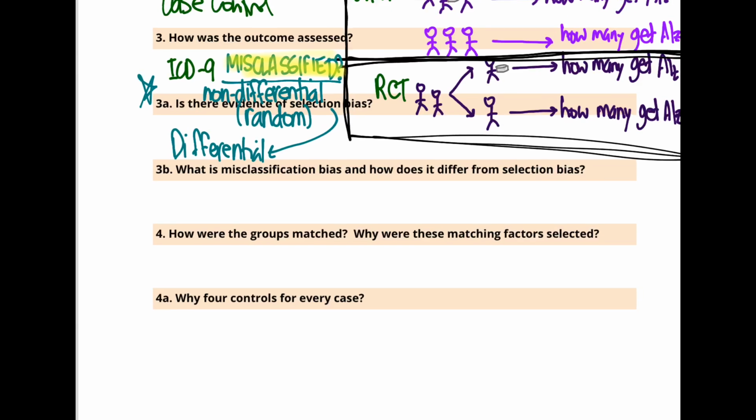And look at that. That's our next question, actually. What is misclassification bias, and how does it differ from selection bias? And we just talked about that. Misclassification bias is when one group gets labeled wrong. And selection bias is that the two groups are not coming from similar populations, they are different in other ways other than just the benzodiazepine use.